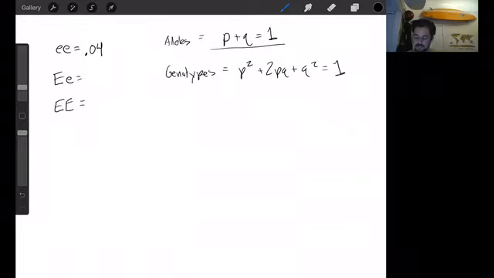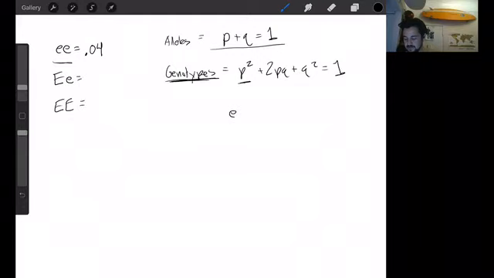So this is a genotype, EE. It's not an allele frequency, right? So the common mistake is to say, oh, this is p, so then q must be 1 minus 0.04, which would give you 0.96, which would be incorrect.